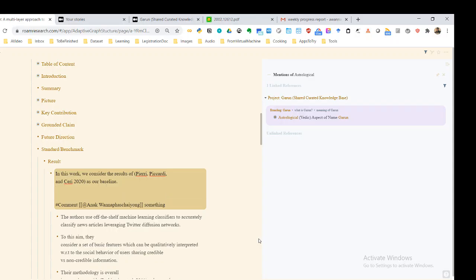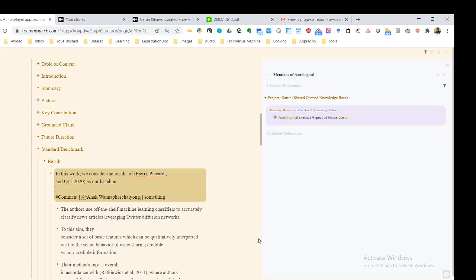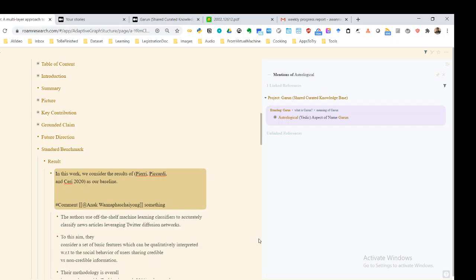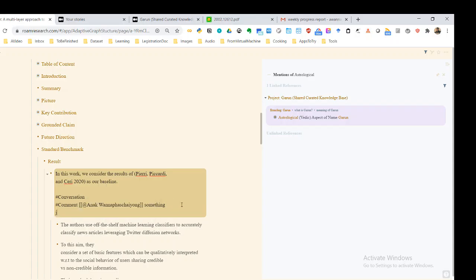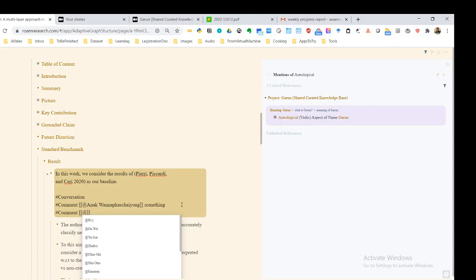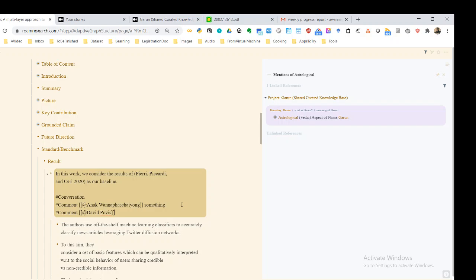Now, if someone else reads this comment and wants to make some kind of conversation out of this, which means that they want to have more than one comment per block, then first you would go conversation first, and then they go into comment, and then they probably add their name into it. Trey, David, okay, something else.